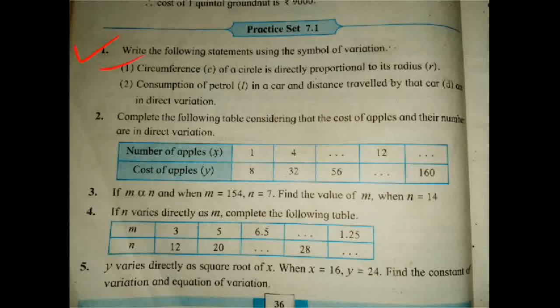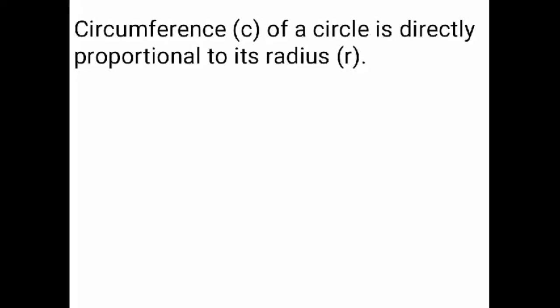First one, circumference C of a circle is directly proportional to its radius r. Circumference is given C alphabet letter and radius is given R alphabet letter. So the meaning is C is directly proportional to R. This way you have to write the answer in symbol.